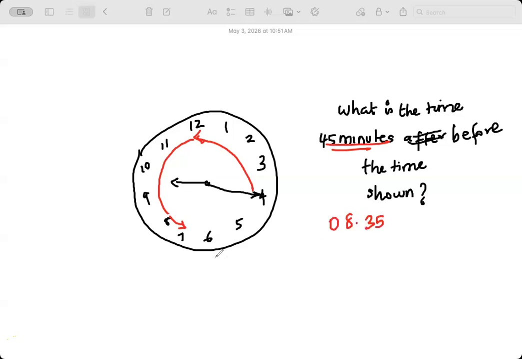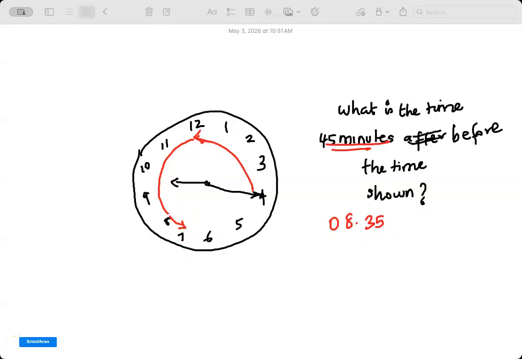Miss Priya, can you explain it again? 20 minutes before is this. Another 20 minutes is here. 5 more minutes. That constitutes 20, 20, 5, which is 45 minutes before. So it is at 8:35. Make sense? Okay. Now let me ask you this.